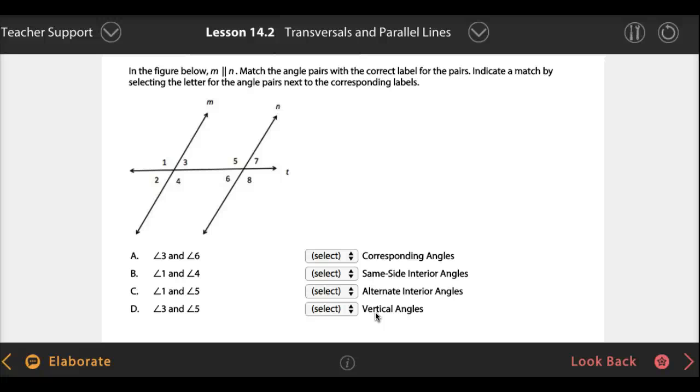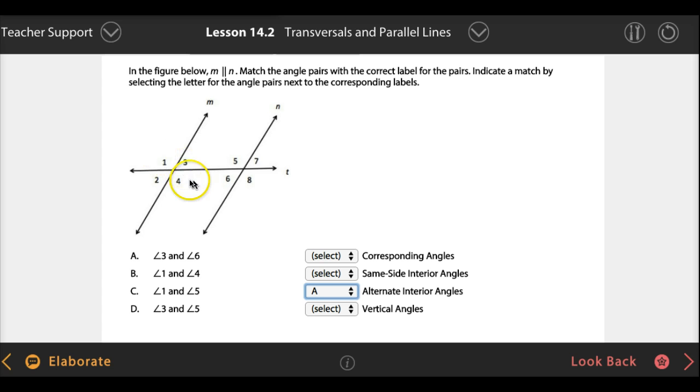Super easy. It says in the figure below, M is parallel to N. If you don't understand these two little lines, it means parallel. Match the angle pairs with the correct label for the pairs. Okay, so angle 3 and 6. They are both on the inside of the parallel lines, so it's interior. And they're on opposite sides of the transversal, so that's alternate interior. So 3 and 6 would be alternate interior. That would be A.